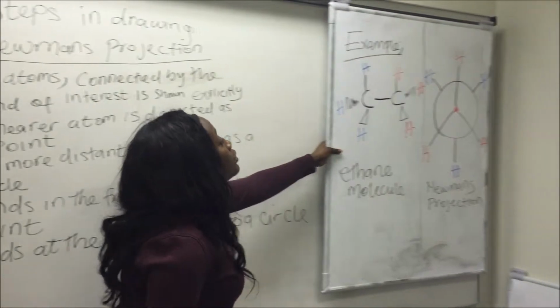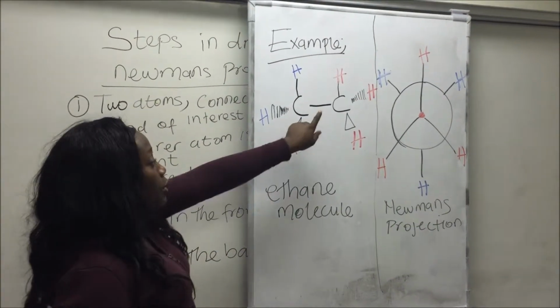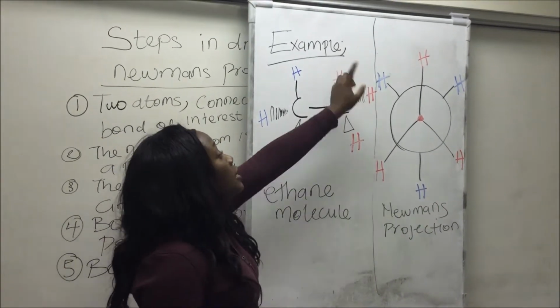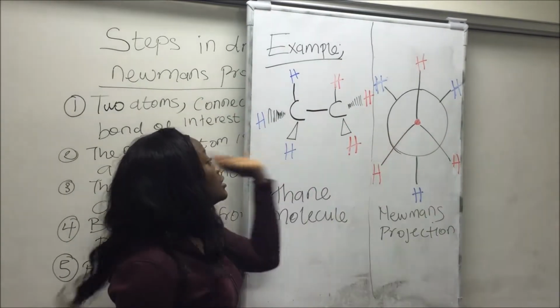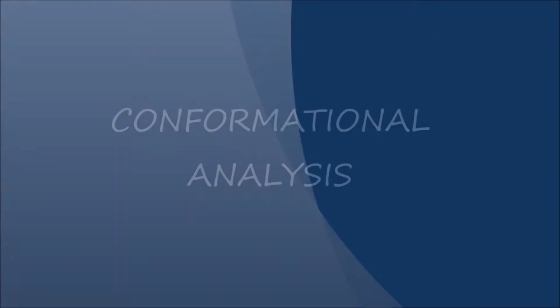This is a good example of a Newman projection. We're going to be using the ethane molecule. This is the bond of interest between two atoms, and this is the atom that is connected to a point. This is the front atom, and this is the more distant atom that is connected to a circle.